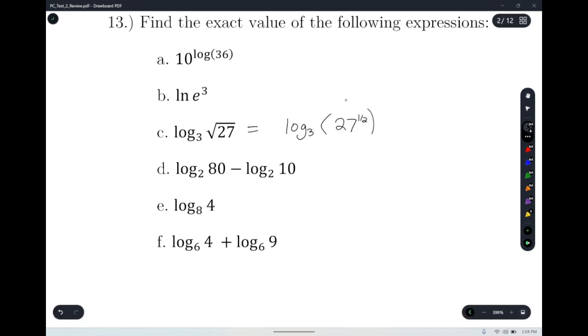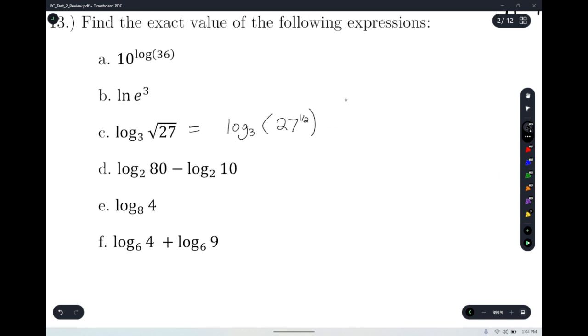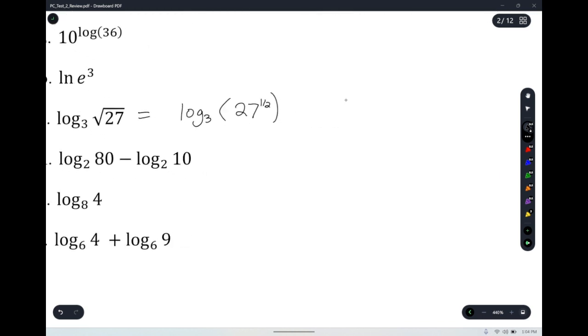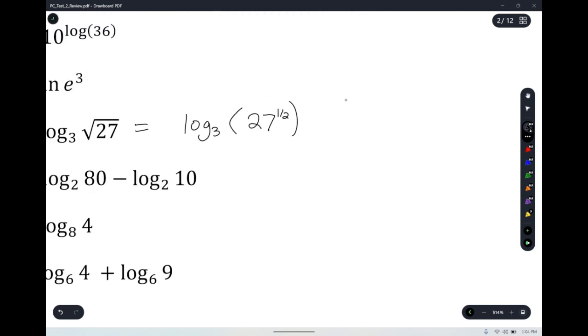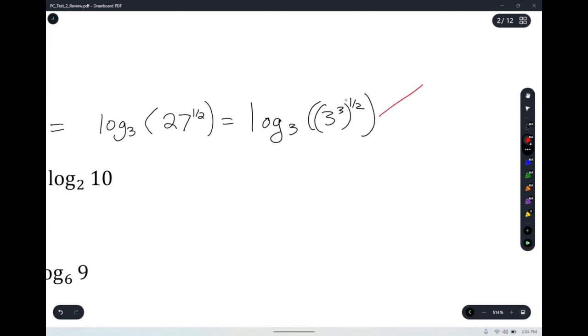That's a good first step. Now what? 3 to the third is 27. So log base 3 of 3 to the third, to the 1/2. And now you've got 2 options. You can actually do one of 2 things. You could apply a cool log rule that we have to make your life easier, or you could remember properties of exponents.